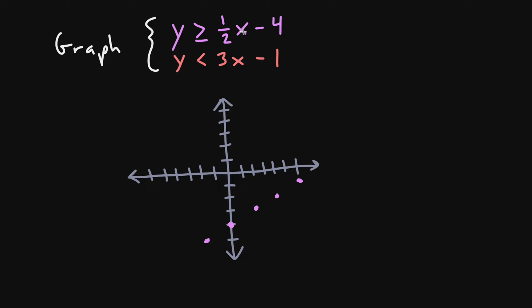All right. Now, in order to connect these dots, first we have to know, is y allowed to be equal to these things? And in this case it is, because it's or equal to. That means we can draw a nice solid line.